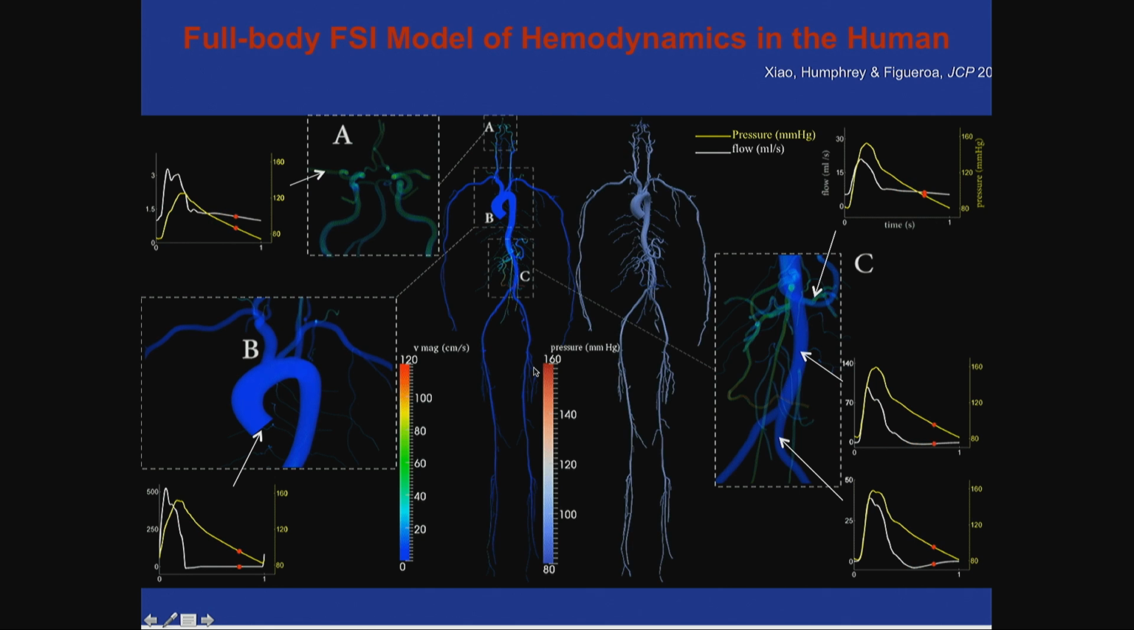And these are the types of models that you can use to study many things. This model has been used to study baroreceptor response. You can actually tilt the model and see the effect of inclination on blood flow and blood pressure.